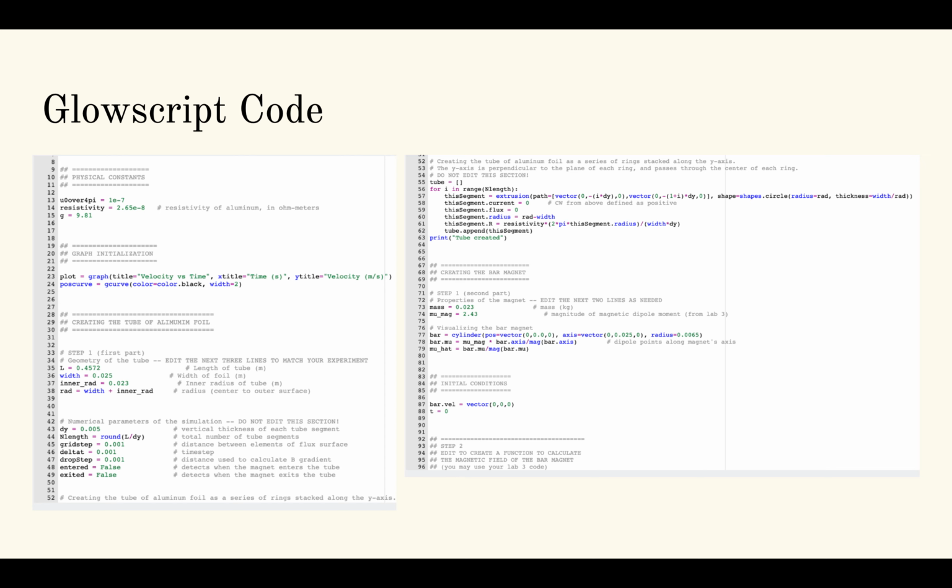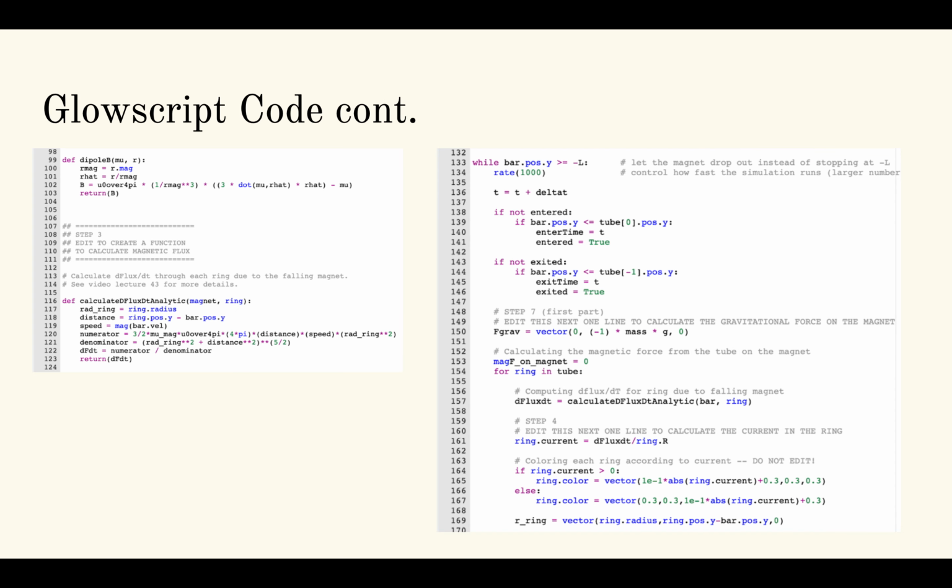Here's the GlowScript code. On the left, you can see the physical constants and basic graph initializations, then the geometry of the tube, and numerical parameters of the simulation. And then on the right, you can see where the aluminum foil is created as a series of rings. Then we initialize the magnet.